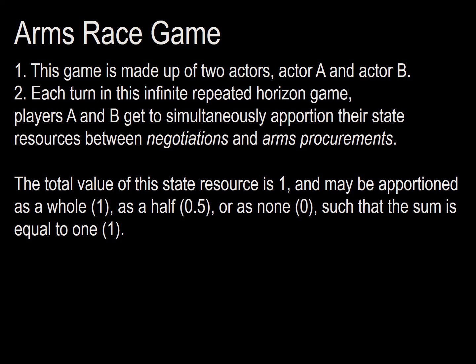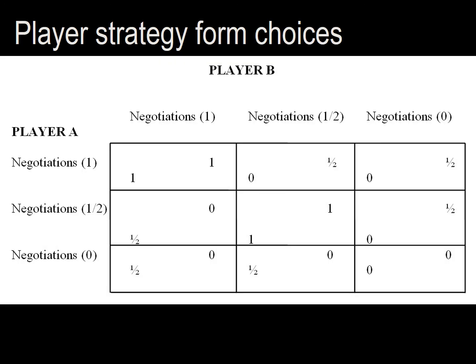Players' strategy form choices. They choose between the 3 levels of negotiation: 0, half, and 1. You can see here the game, which can only be solved through a mixed game strategy. Each player's got 3 choices.